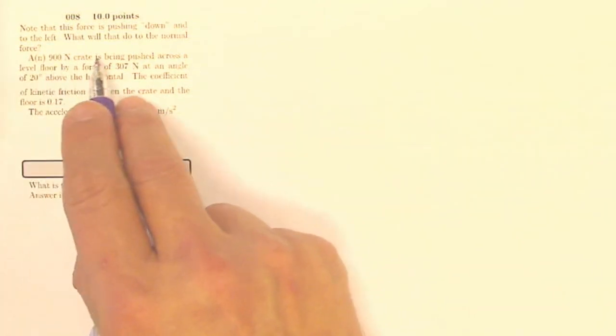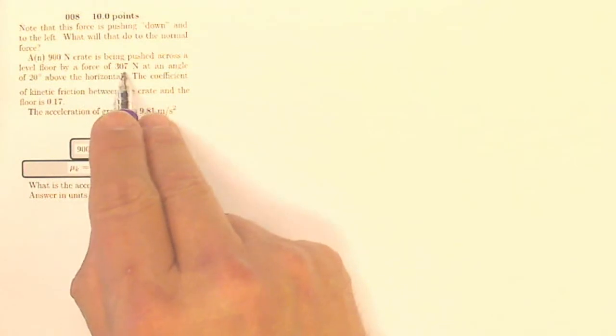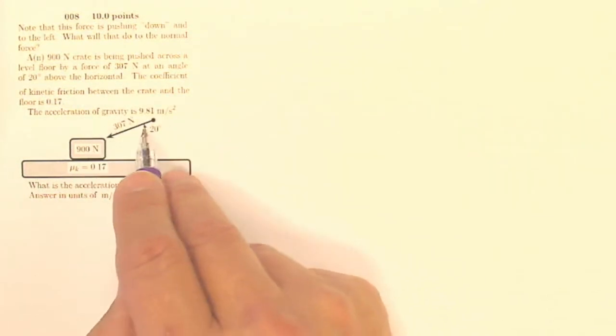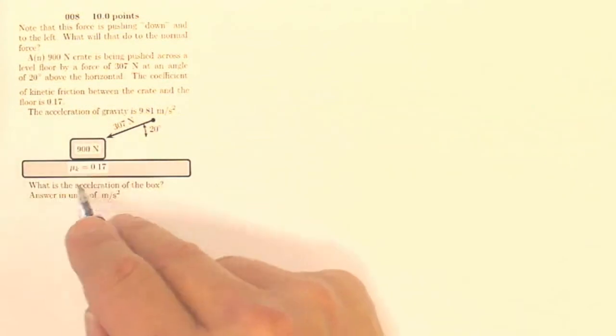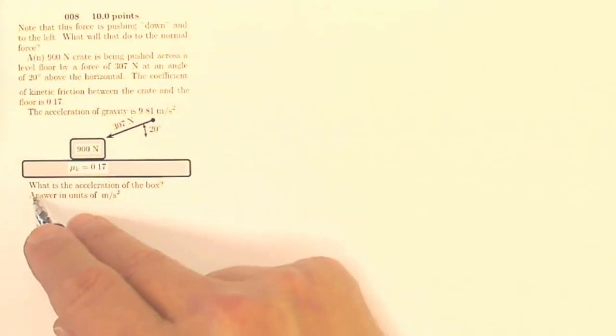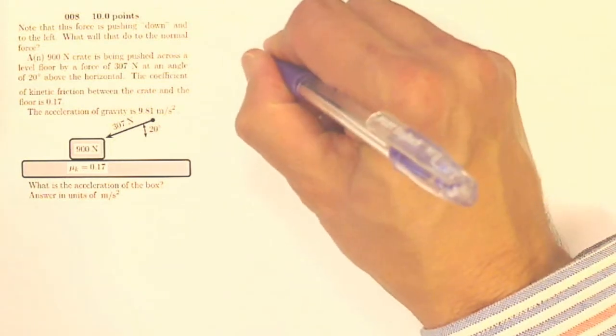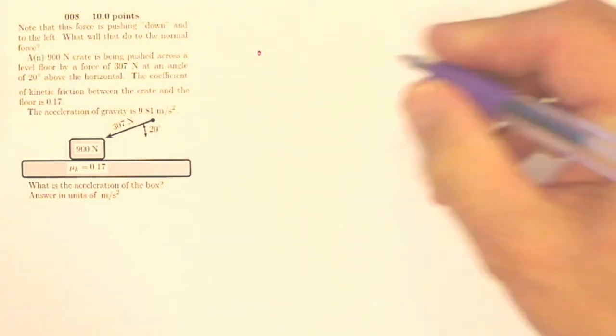A 900 Newton crate is being pushed across a level floor by a force of 307 at an angle of 20 degrees above the horizontal. The coefficient of kinetic friction is 0.17. The acceleration of gravity is 9.81. What is the acceleration of the box? Very similar problem. Start, free body diagram.